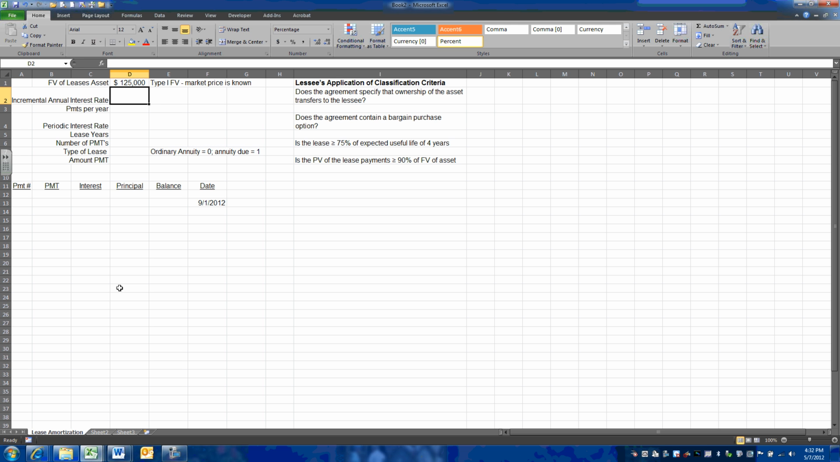In negotiating with the lessor, we've determined that the lease will carry an interest rate of 12%. This will require monthly payments, so there'll be 12 payments per year. The lease is going to be in force for 3 years, and the lease requires that we make payments beginning on the first date of the lease, which is going to be September 1st, 2012. So that will be an annuity due, and we're going to signify that with a 1. If payments were made at the end of the month, that would be an ordinary annuity, and we would signify that with a 0.